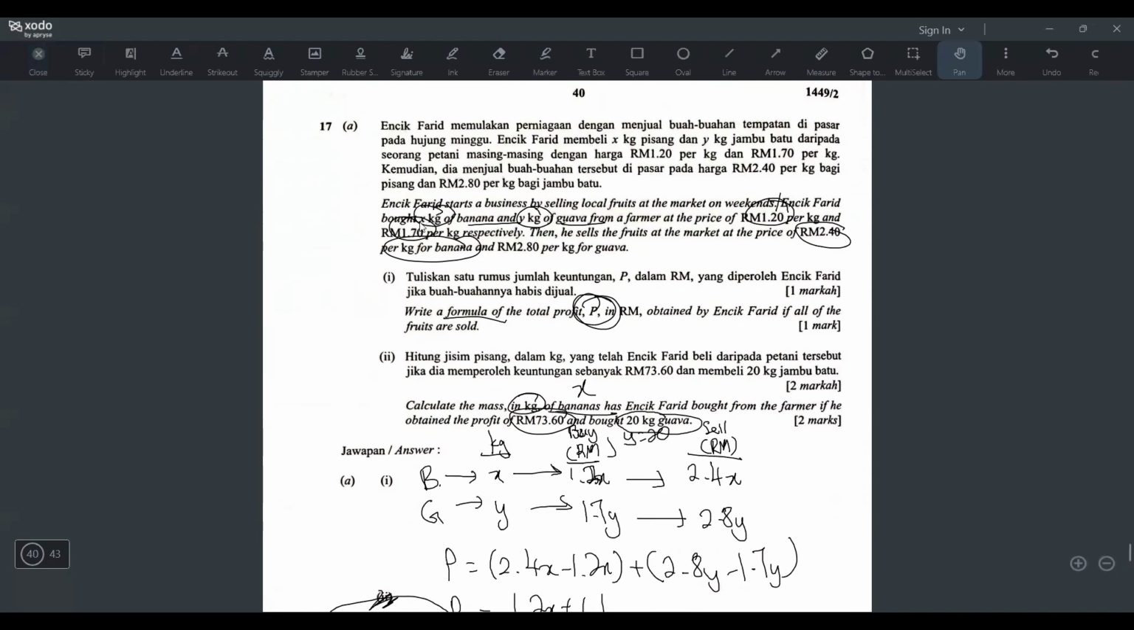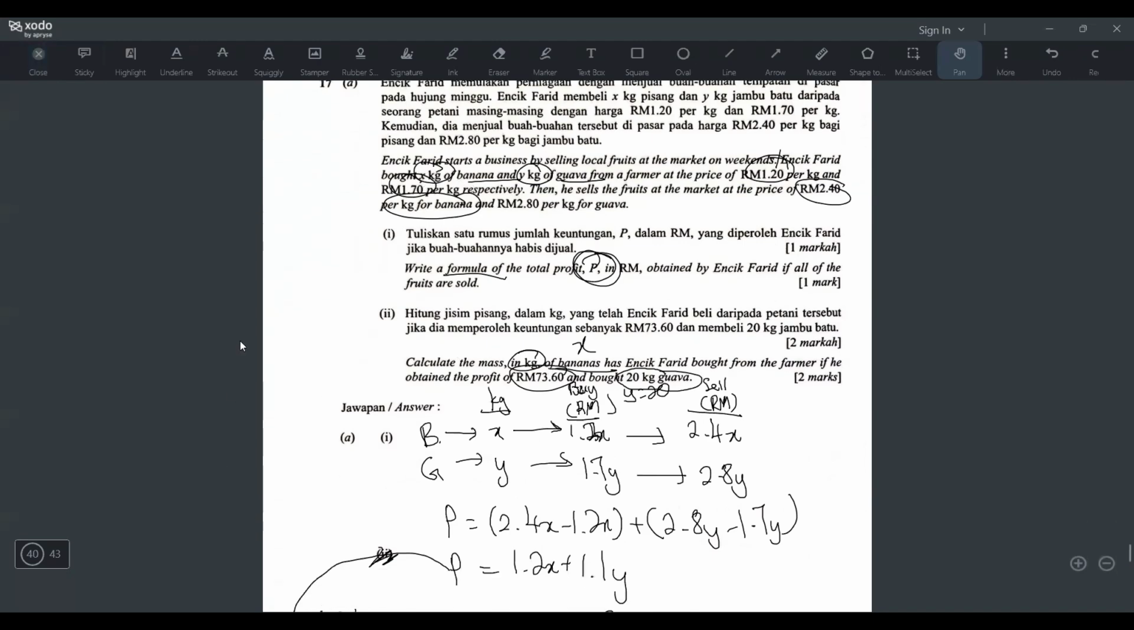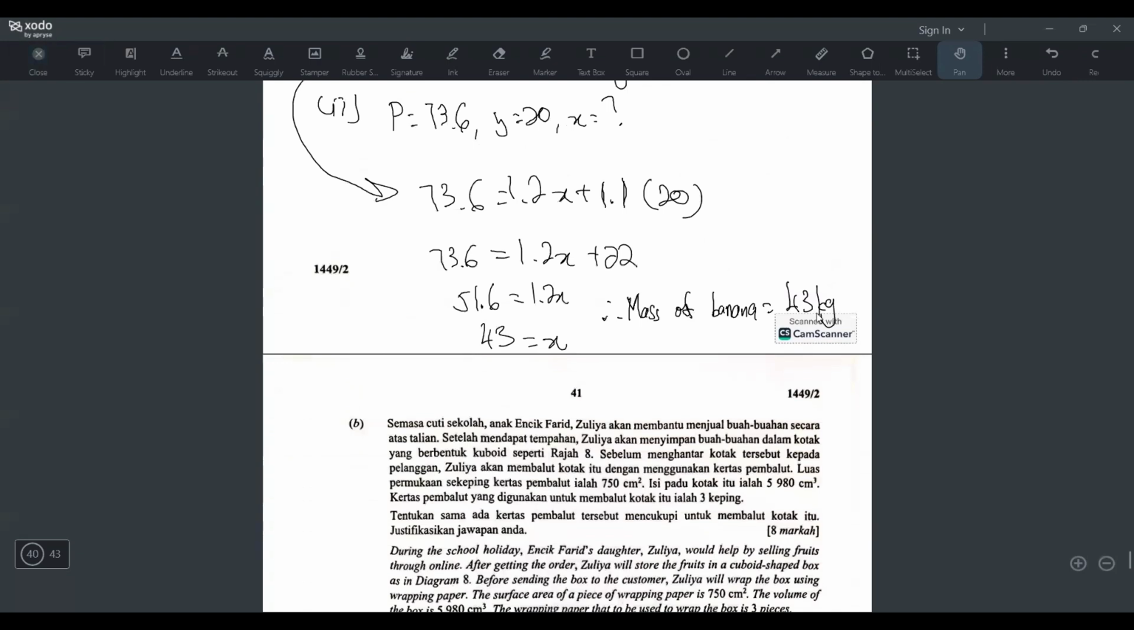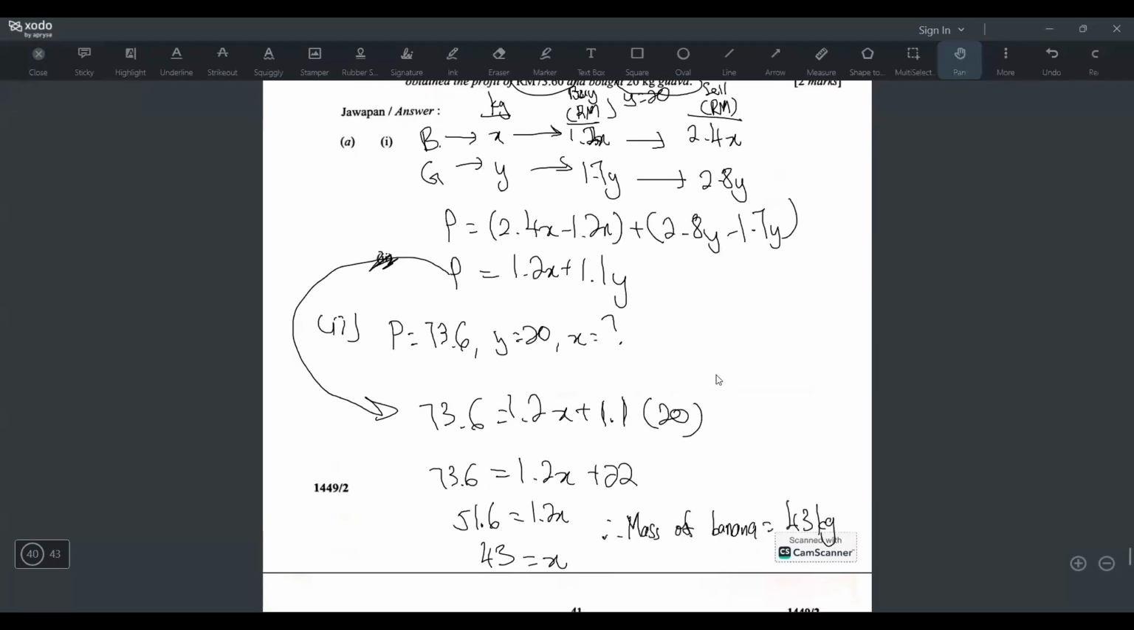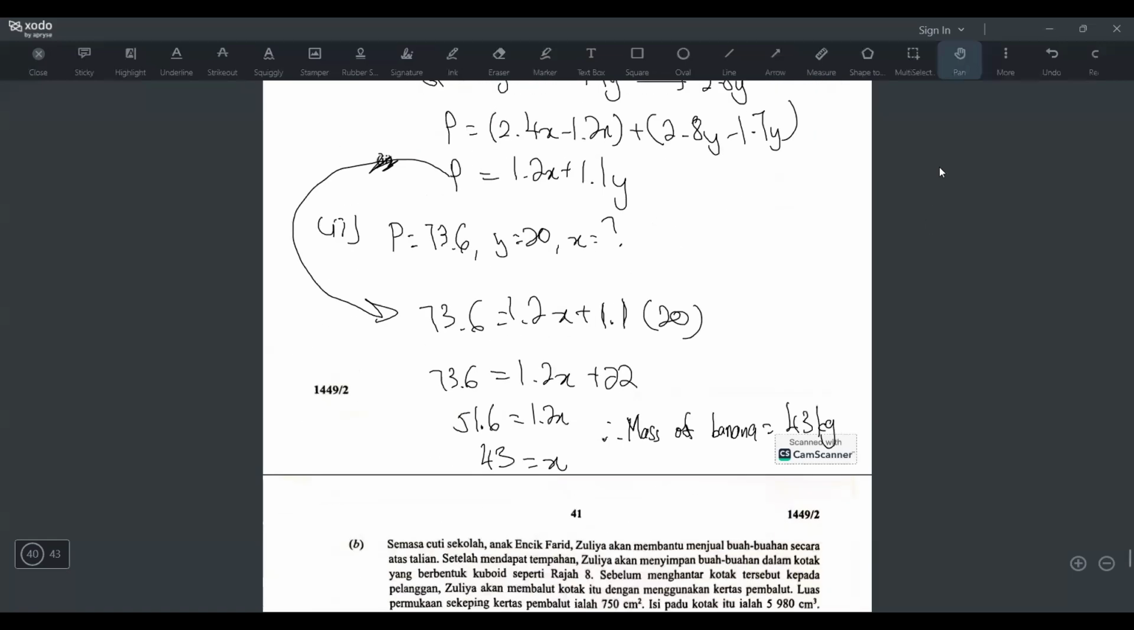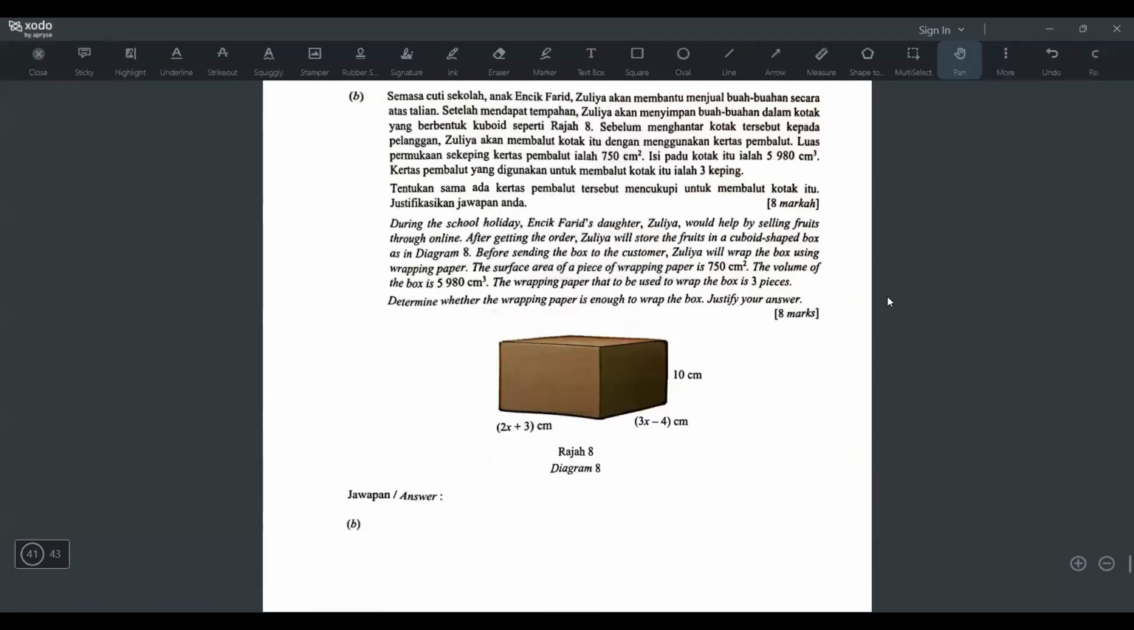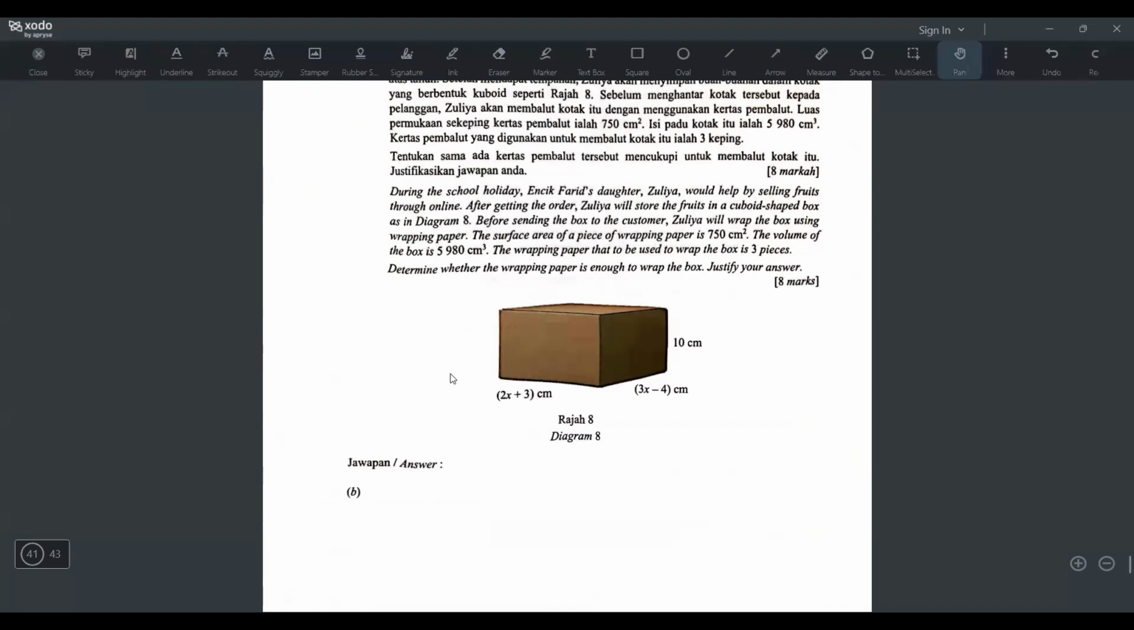Yeah, I did say here that x represents the banana, right? So I think yes, you can write x equals 43 actually. But it's still safer to write like this, right? If you're worried, if you write like this, it's the best. Just write mass of banana 43 kg, right? Okay, hope you understand. Okay, done. Let's do B.